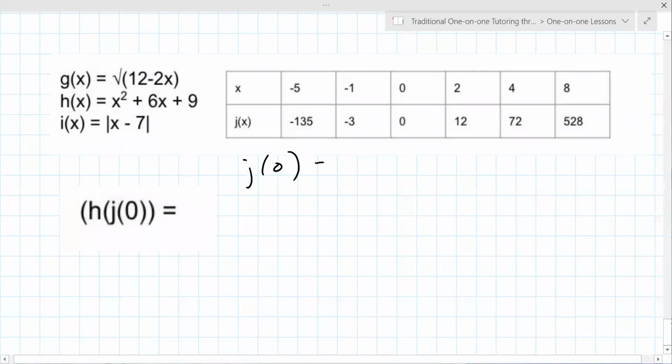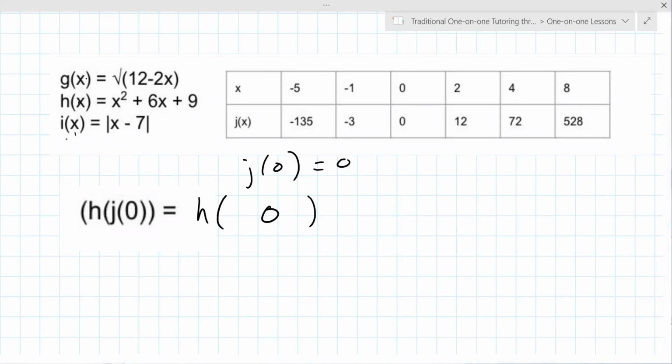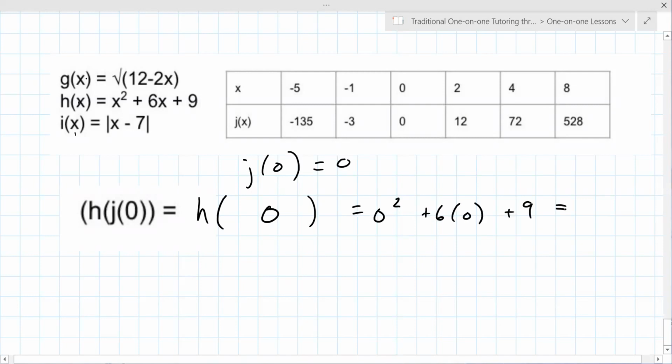0. So J of 0 equals 0. Which do you use for H? The x squared plus 6x plus 9. That's right. 0 squared plus 6 times 0 plus 9, which equals 9. So let me copy this one down.